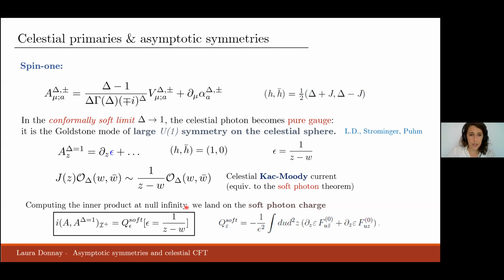If you compute now the inner product with an arbitrary mode operator and this conformally soft primary, you will see that you land on the soft photon charge that was shown to be computed, whose insertion was shown to be equivalent to the soft photon theorem.